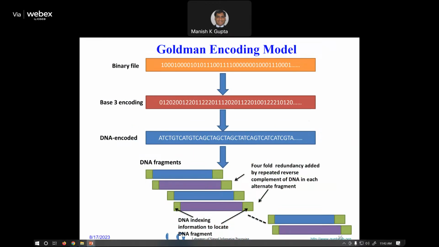Now, in the Goldman encoding model, how is the 4-fold redundancy introduced? A binary file is there, base 3 encoding is done, and ternary strings are generated from binary. I have not told you how it is done here, but once you get that, you convert into ACGT using this map, which is known as the polymer map, and then you have these fragments. The indexing is done. So 4-fold redundancy is added by repeated reverse complement of DNA in each alternate fragment.